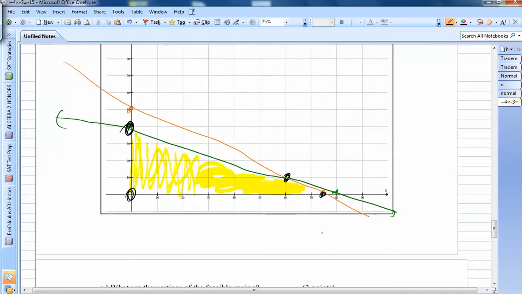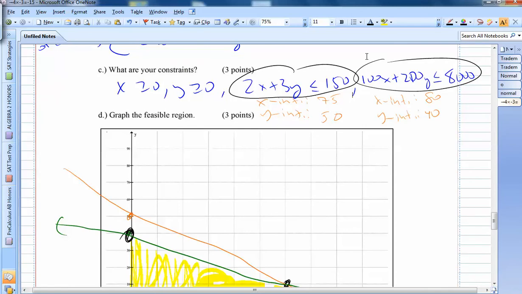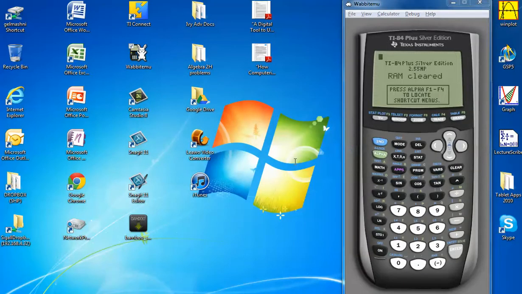And then for the point of intersection, you're going to have to solve for x and y from both of these inequalities here, or you can treat them like equations, I guess. You could do it by hand, by substitution or elimination, or if we go to the Wabbit, basically your calculator.